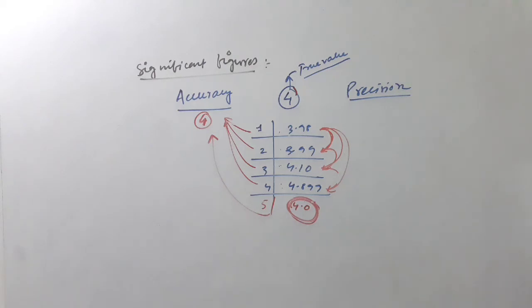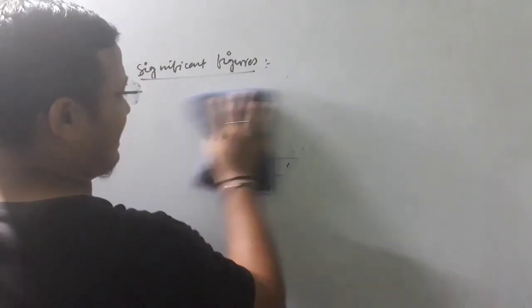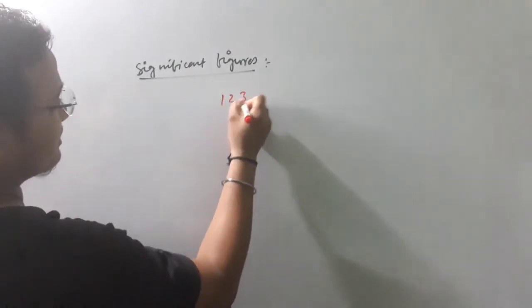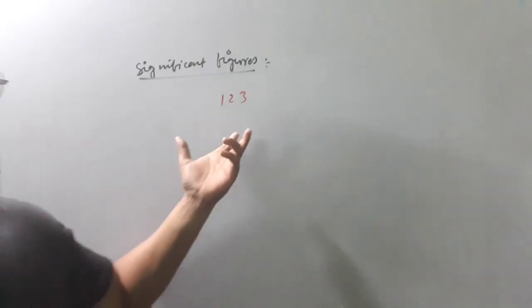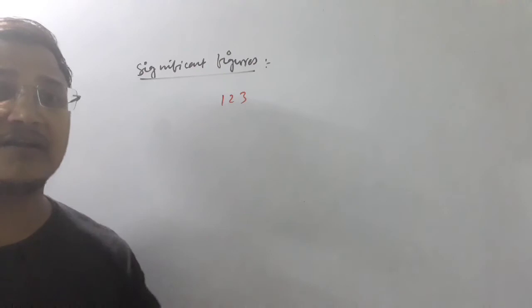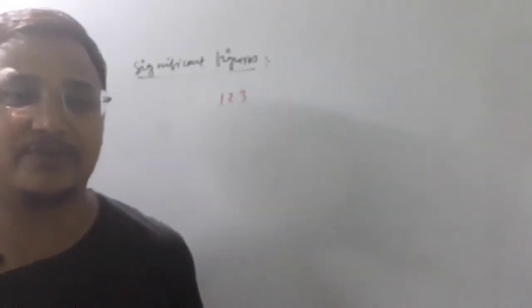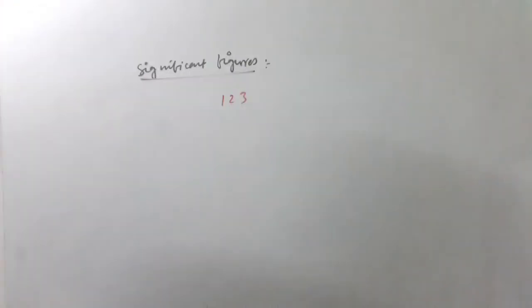Now the thing is that in a particular number which is provided to you, from that number you can find out the number of significant figures. Suppose I give you 1, 2, 3, right? And if I ask you what is the number of significant figures, from that number you can find the significant figures. Okay, and for that we have to follow some rules. So let's discuss the rules one by one, as per significant figures.